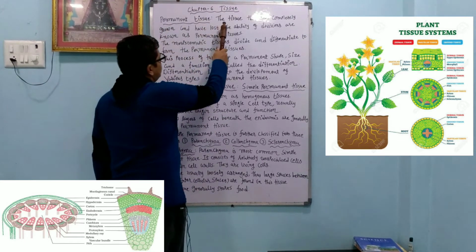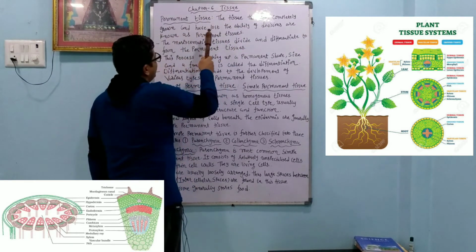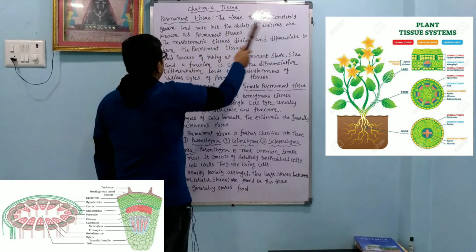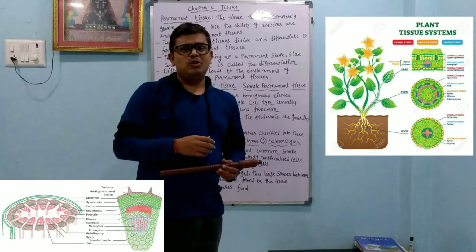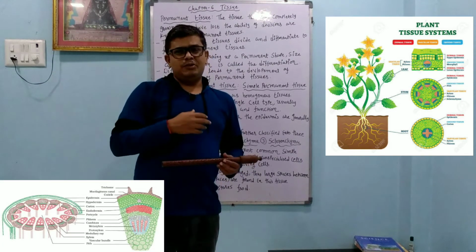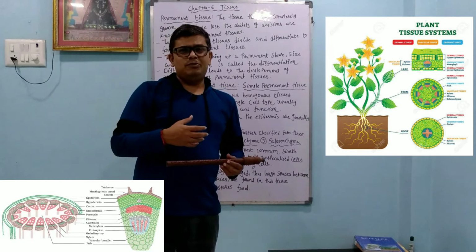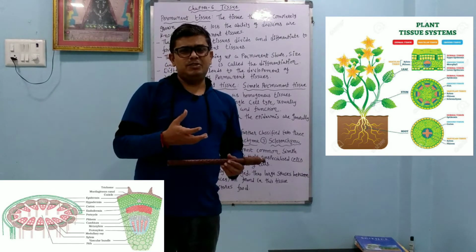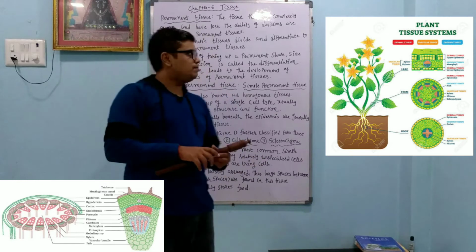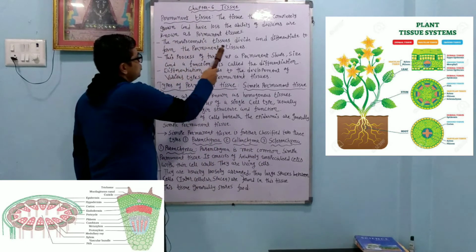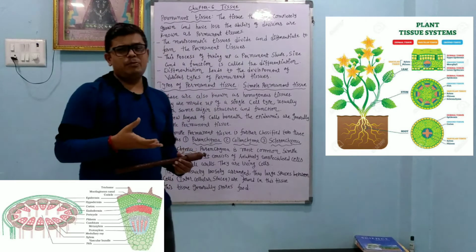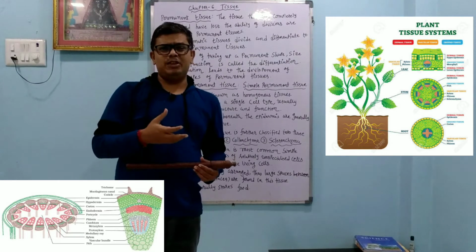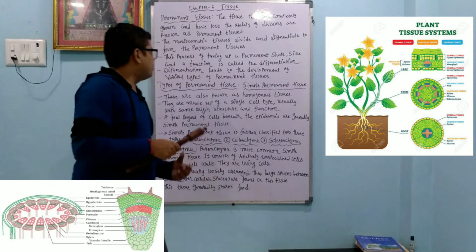Permanent tissue: the tissues that are completely grown and have lost the ability of division are known as permanent tissue. So permanent tissues are those tissues which lose the property of division; further cell division does not occur, so they are called permanent tissue. The meristematic tissue divides and differentiates to form the permanent tissue.